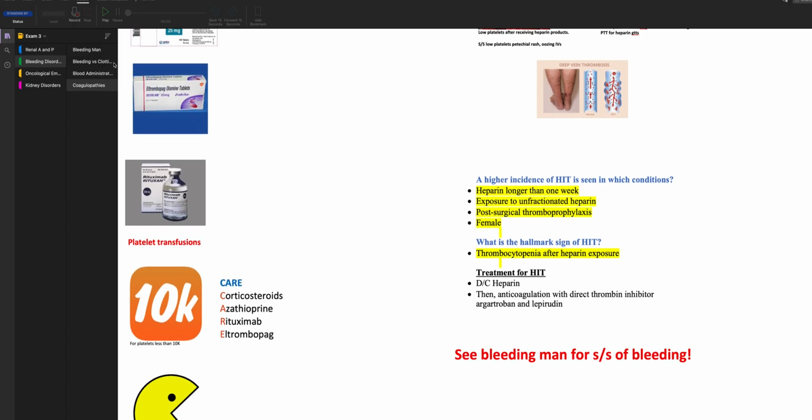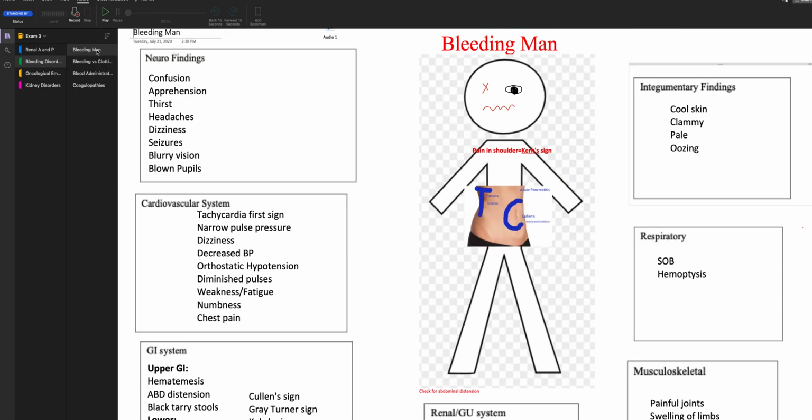Okay, so we're going to talk about bleeding now. And to be truthful, students are usually very good at bleeding. What they're not good at is clotting. So I'm going to talk about bleeding, and then I'm going to talk about bleeding versus clotting, okay? So I think you know all these neuro symptoms because we've been talking about them all semester.